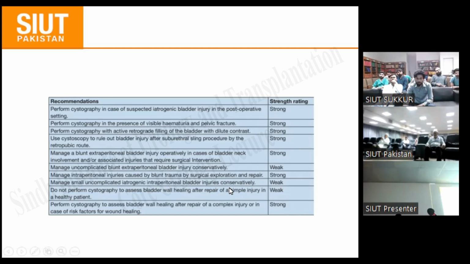This we just discussed. And when not to perform a cystogram: do not perform a cystogram to assess bladder wall healing after repair of a simple injury in a healthy patient. In this case, we do not require a cystogram. And cystography has to be performed to assess bladder wall healing after a complex injury or in case of risk factors for wound healing.